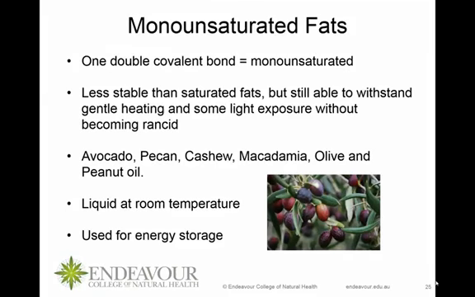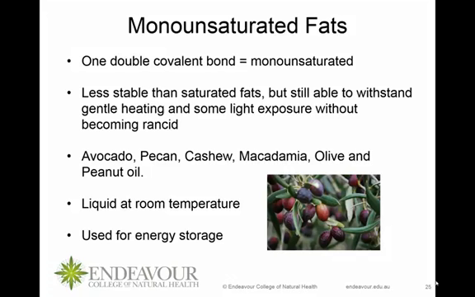Monounsaturated fatty acids therefore have one double covalent bond. They are less stable than saturated fats, and they're less stable because of the double bond. And because of the double bond in the cis configuration, atmospheric oxygen can actually break that double bond, and again it can be easily oxidized.